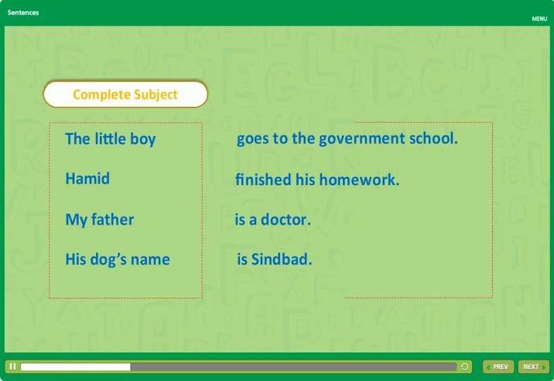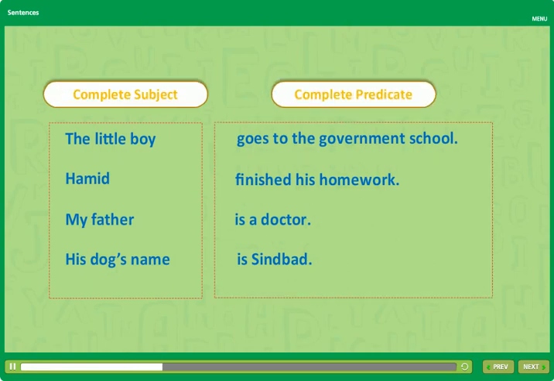In the first two sentences, the predicate tells us what the subject does. In the second two sentences, the predicate tells us what the subject is. My father is a doctor. His dog's name is Sinbad.